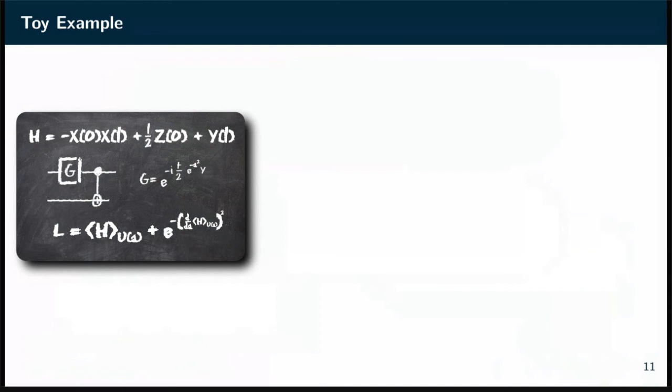Then you say, okay, I want to do a circuit which has one gate which we call G and one standard CNOT, and our G gate is generated by a Pauli Y operator, and it's parameterized by the exponential of minus a squared, where a is our parameter. And now we want to form an objective which is the expectation value of this Hamiltonian with respect to that unitary, plus the exponential of the square of the gradient of that expectation value.